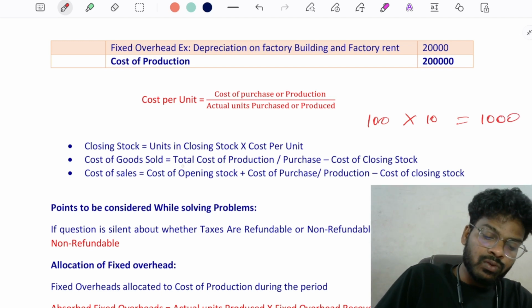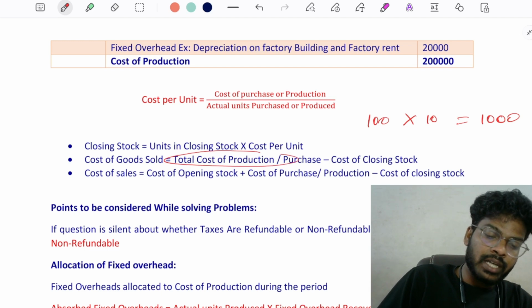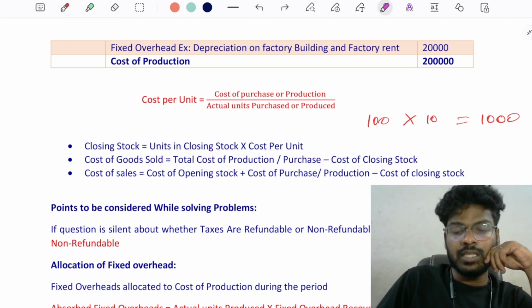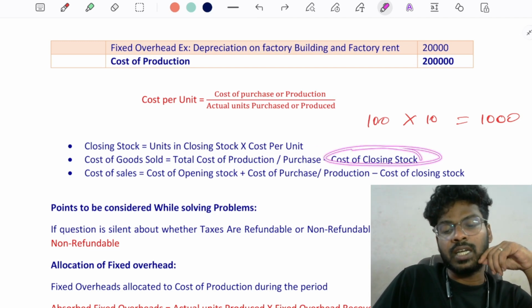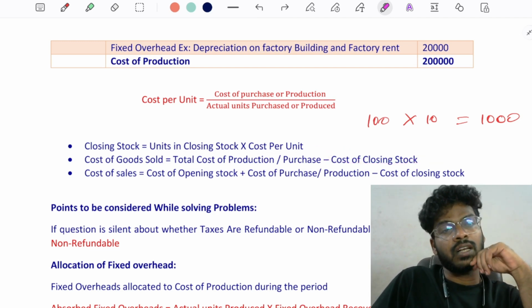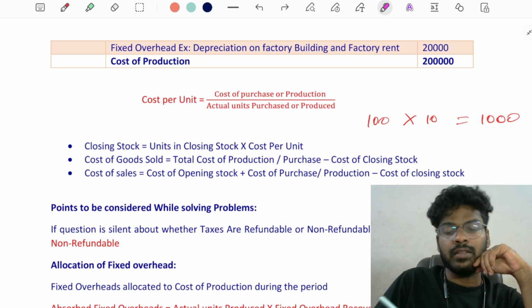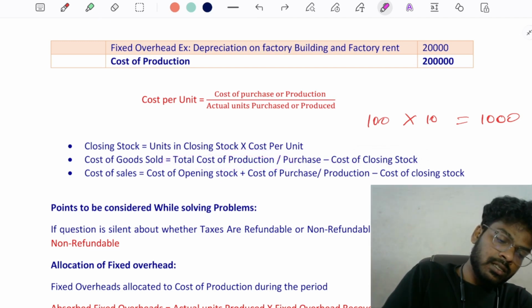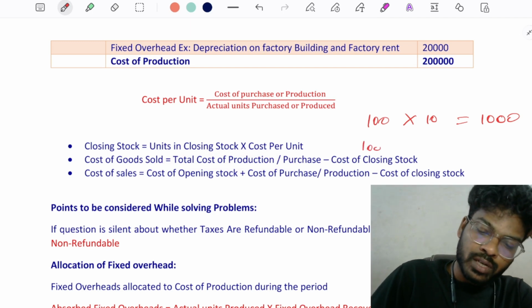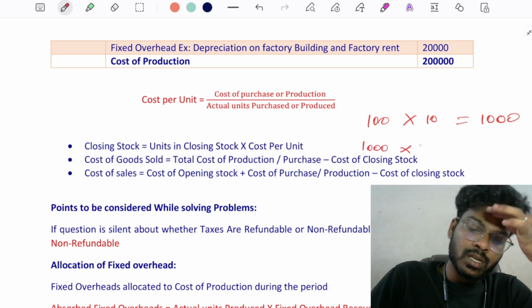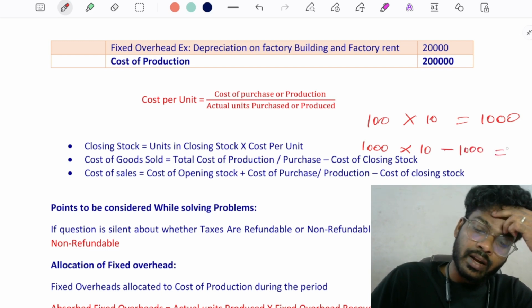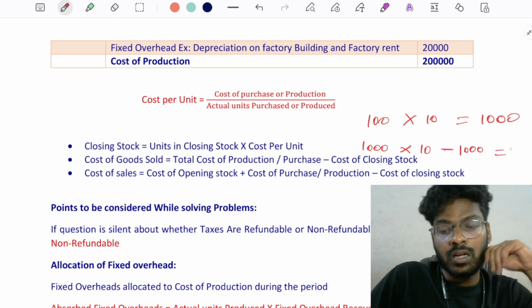Next is cost of goods sold. Total cost of production or purchase minus cost of closing stock gives the cost of goods sold I need. So total cost of production, that is I have produced 1000 units into 10 rupees, minus 1000, I will get a value of 9000.